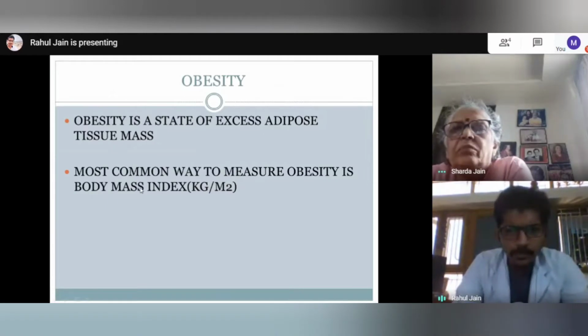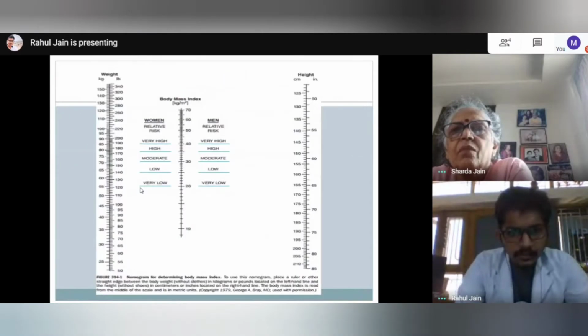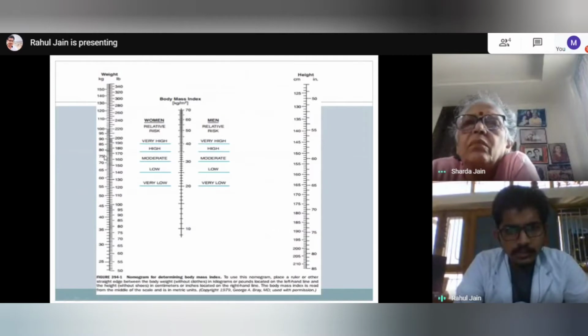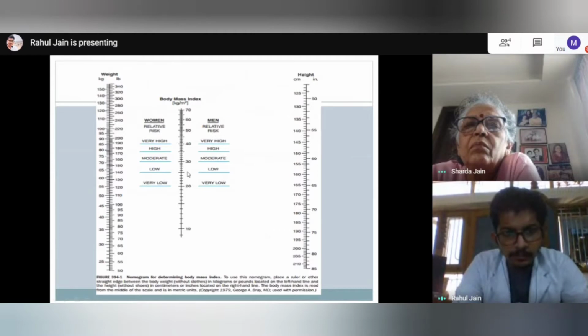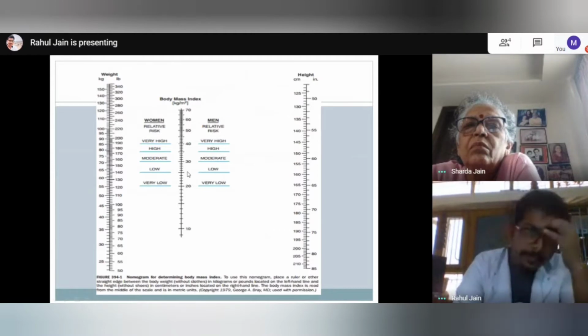Then the most commonly used measure of obesity is body mass index, and this is the diagram from the latest edition of Harrison. What we need to understand is that any BMI above 25, this point, will pose a risk in our life with weight. With 25 it starts as low risk, then moderate, high, and very high risk. So the important thing is any BMI above 25 means the starting of risk factors related to the problems associated with obesity.